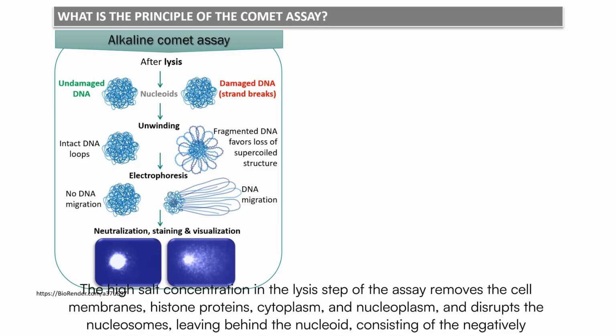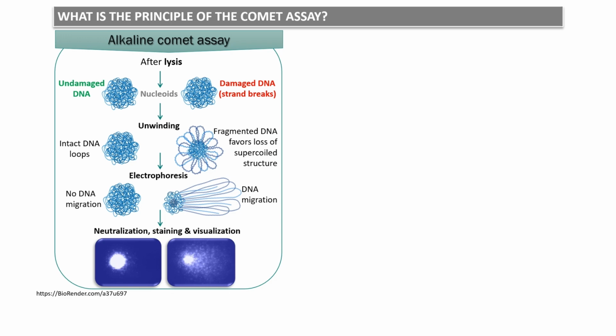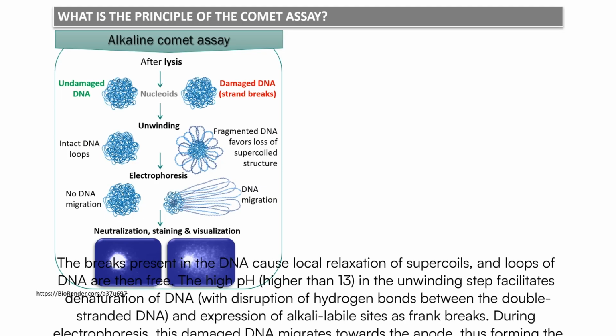The high salt concentration in the lysis step of the assay removes the cell membranes, histone proteins, cytoplasm, and nucleoplasm, and disrupts the nucleosomes, leaving behind the nucleoid consisting of the negatively supercoiled DNA. The breaks present in the DNA cause local relaxation of the supercoils, and loops of DNA are then free.